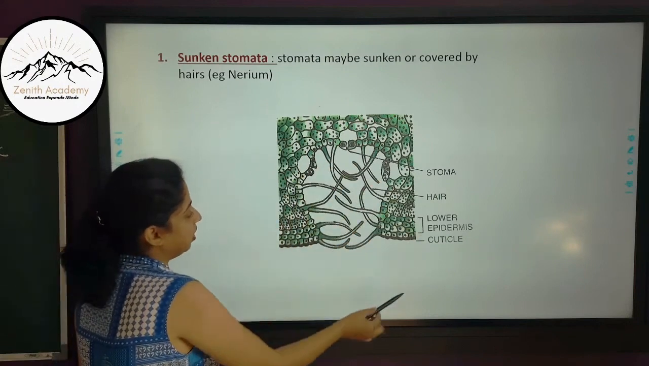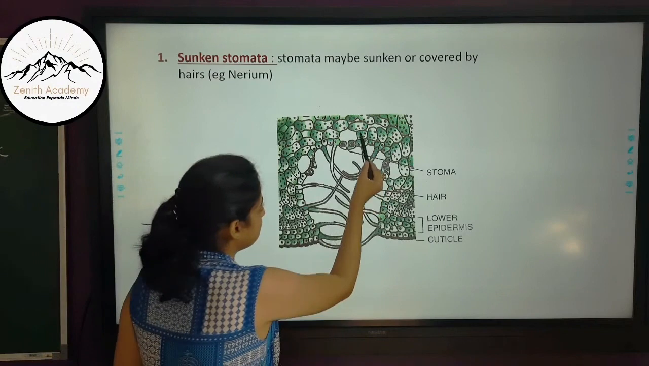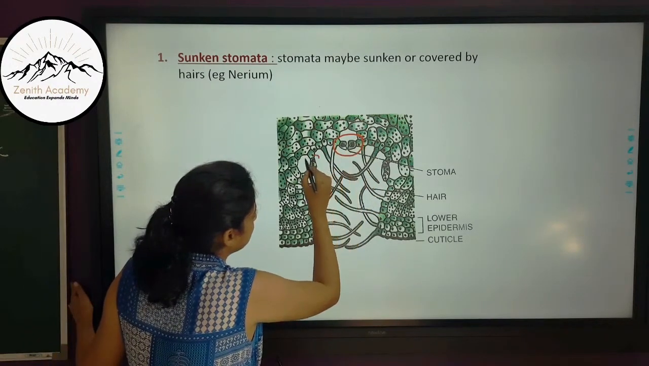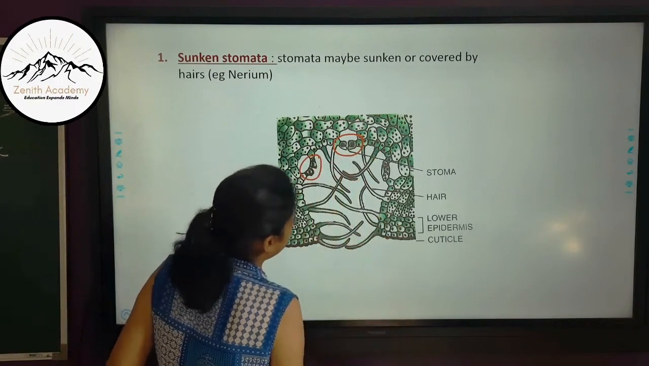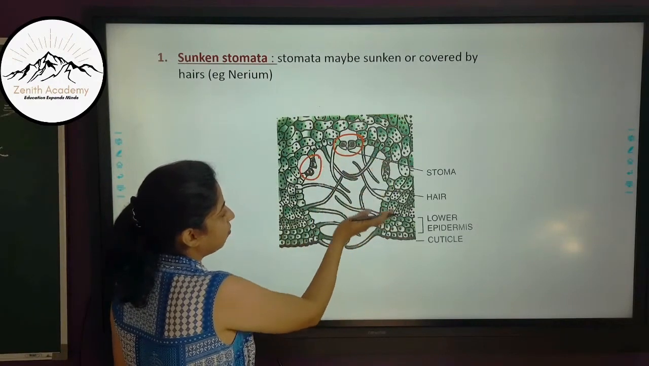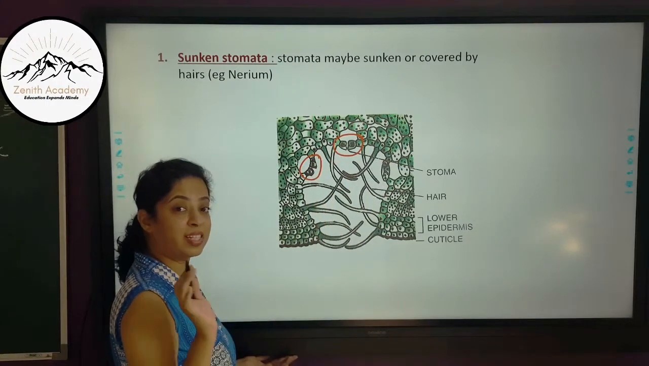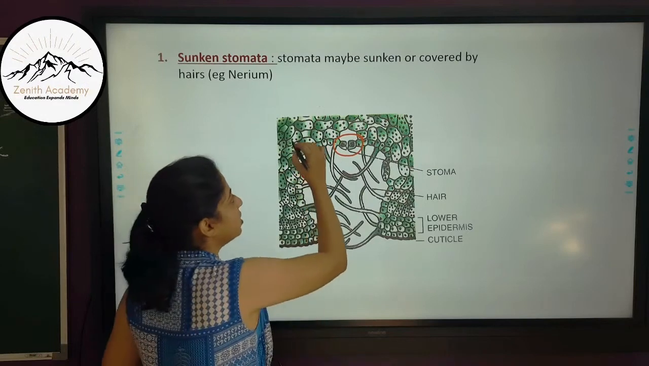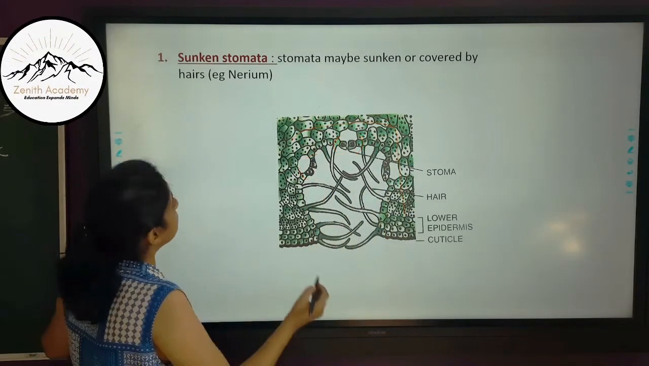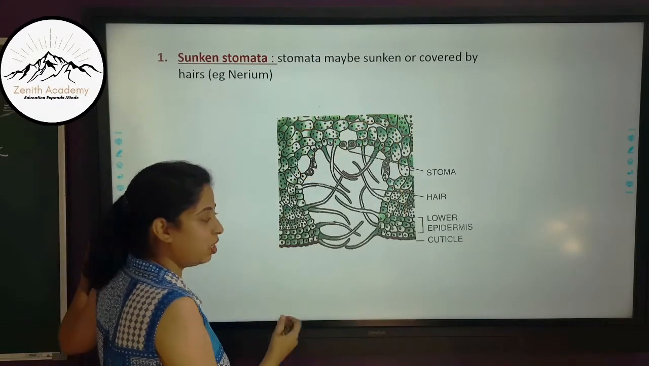This is an example of a nerium plant. Here you can see the stomata. Can you see the guard cells, the stomata? So these are the stomata. These stomata are sunken and there are hairs which protect them. So the loss of water vapor to the atmosphere is less and water is retained inside these cells and the cells do not wilt. So sunken stomata in the nerium plant is an example of adaptation in plants.